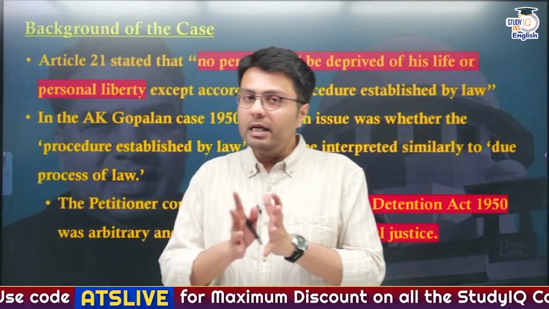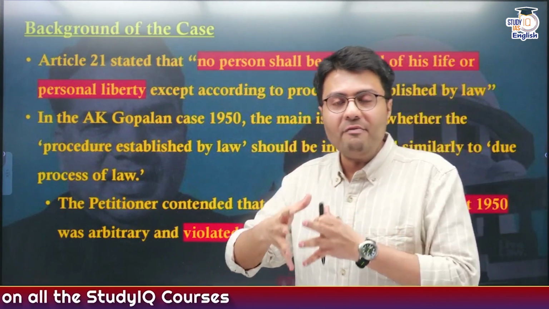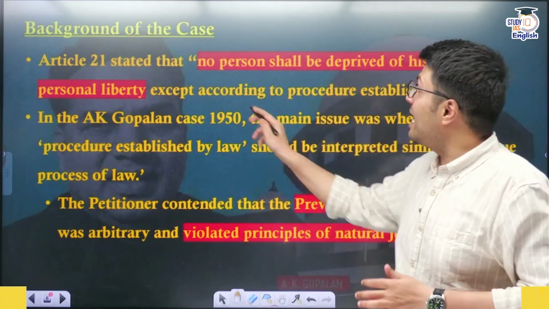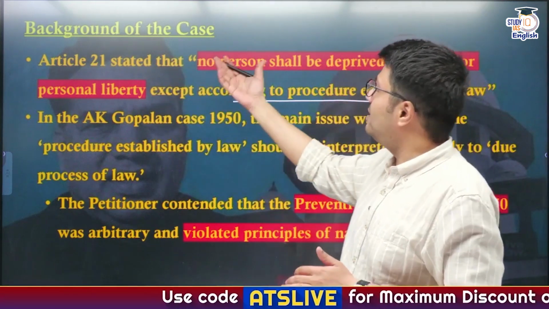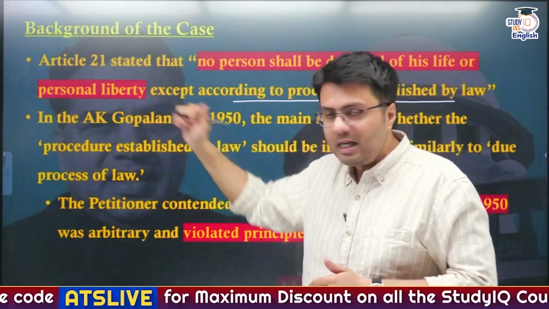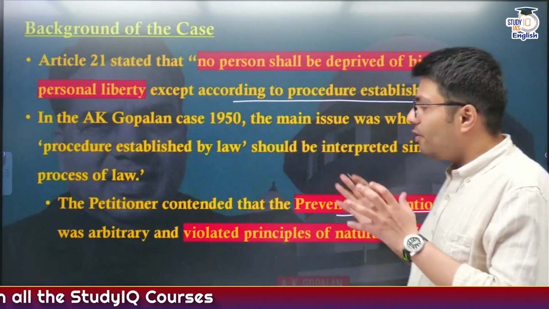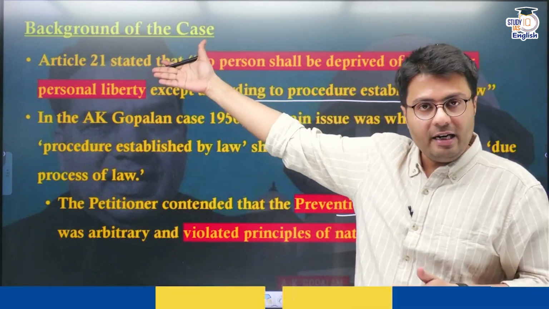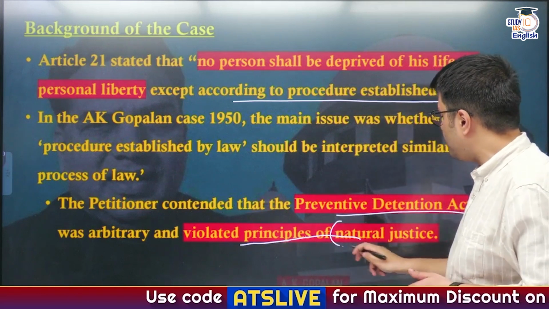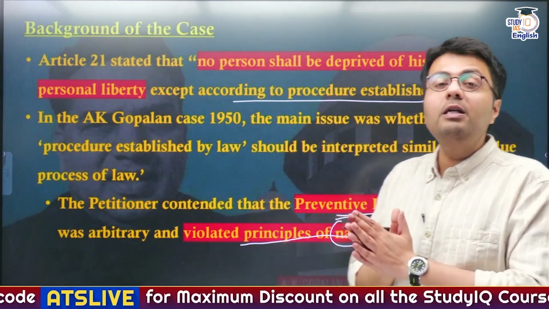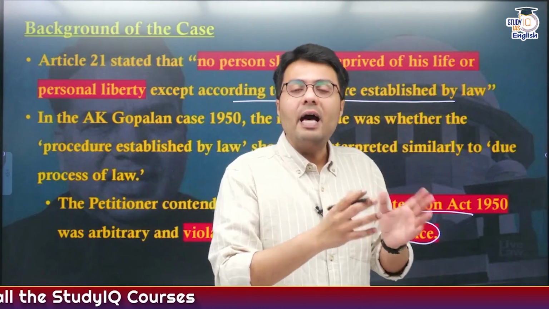Also, if you look at Article 21 of the Indian Constitution, it states verbatim that no person shall be deprived of his life or personal liberty except according to the procedure established by law. And as this article provides that no person should be deprived of his personal liberty, according to A.K. Gopalan, the main issue was that the Preventive Detention Act of 1950, as per Article 21, was arbitrary and violated the principles of natural justice. Now, what are the principles of natural justice? You understand there are many principles that are anchored as very just principles.